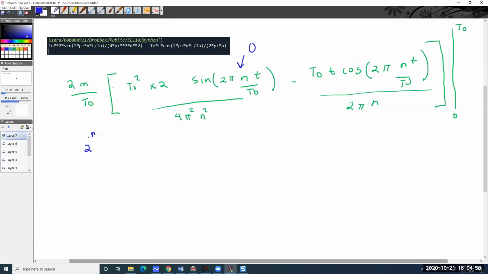Let's say the slope is equal to 1 over t. So let's just substitute that in. So now we have t, the period squared, minus.